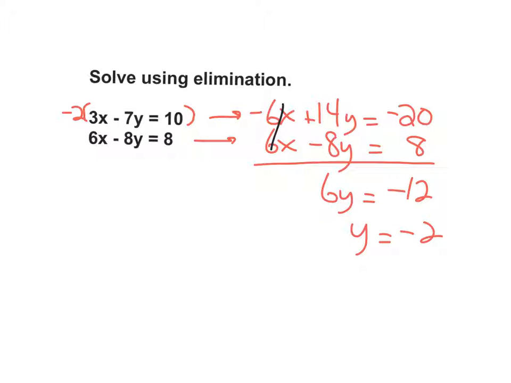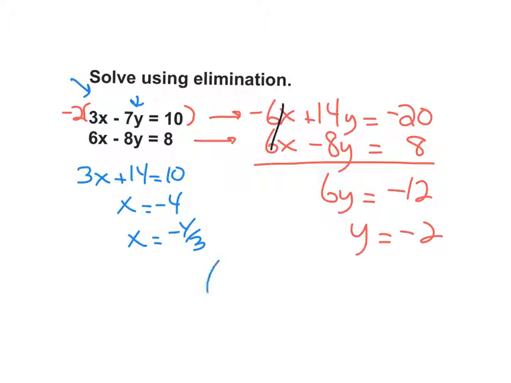Now, this is one place where substitution is a tad bit better. You can pick either equation you want to plug your y back into to get your x. That's your choice. I'm going to pick the top one. So I'm going to say 3x, and if I do -7 times -2, that's positive 14, equals 10. I'm going to move that 14 over and then divide by 3, and I get -4/3. So my solution would be (-4/3, -2). And you can check it. Obviously, you can plug it in the second one to see if it works. It will. So that's the process. Not too bad at all.